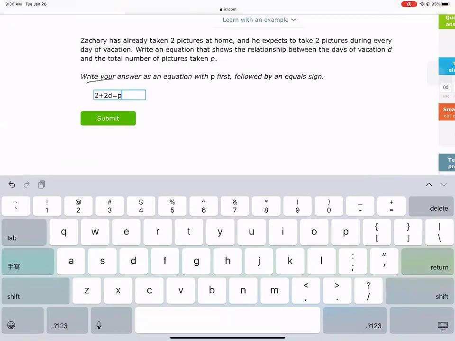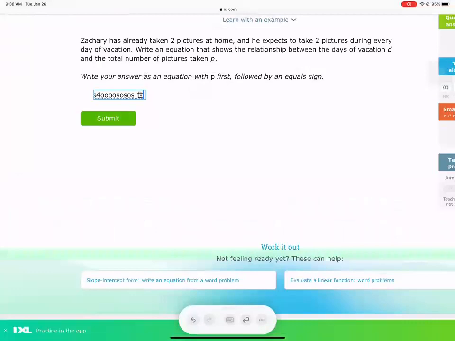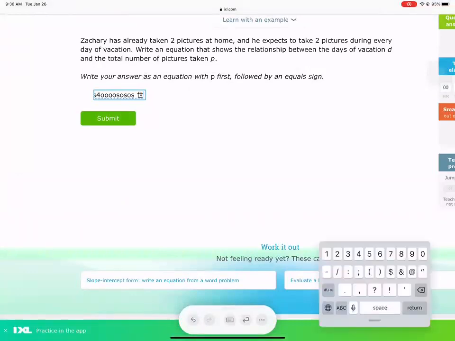It says write your answer as an equation with P first, okay? Did I write my equation with P first? The answer is, no, I didn't. I did not write my answer with P first. Oh my goodness. I delete all that.